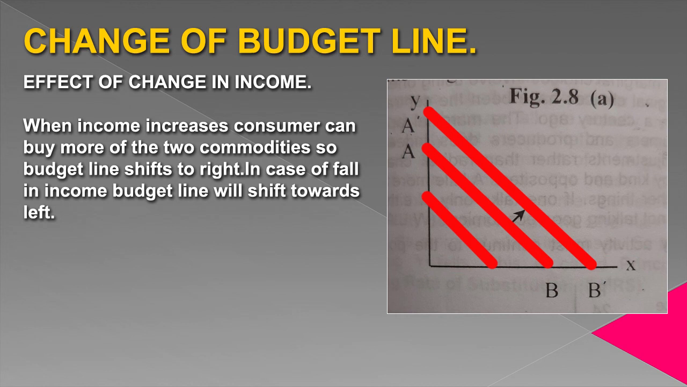By joining these points, you get a line. That line is known as the budget line, which shows a fall in income. Join these two points which are at the left side of the line, and you will get a line that shows a fall in income.